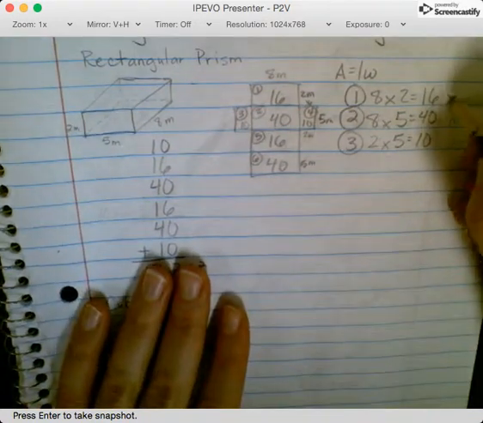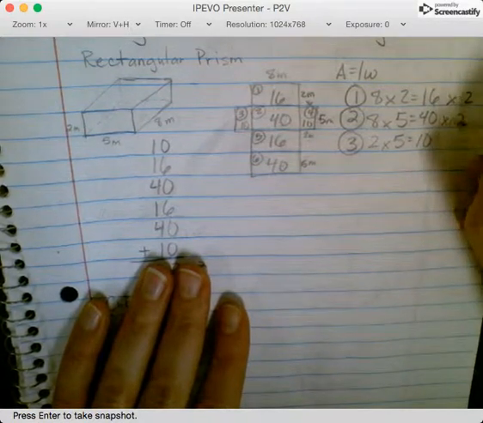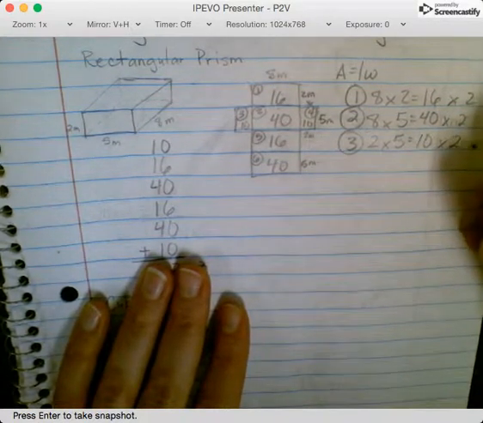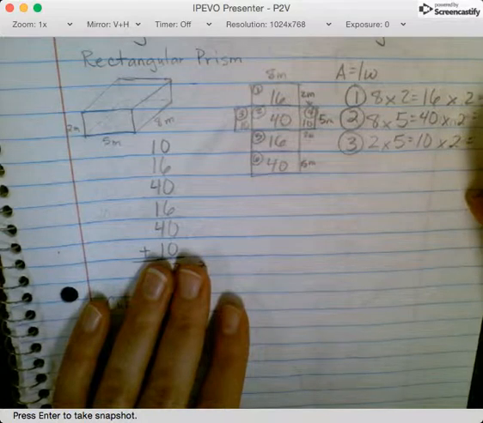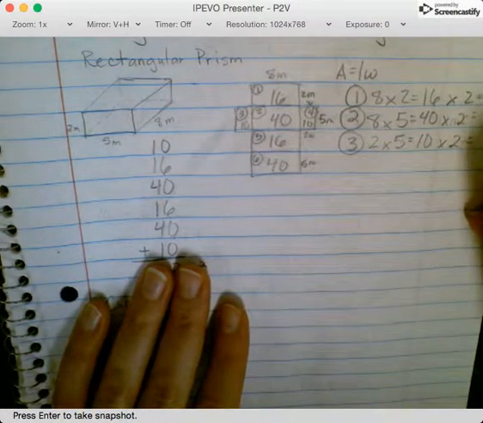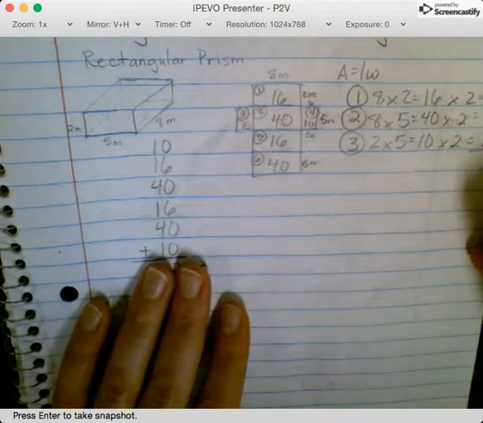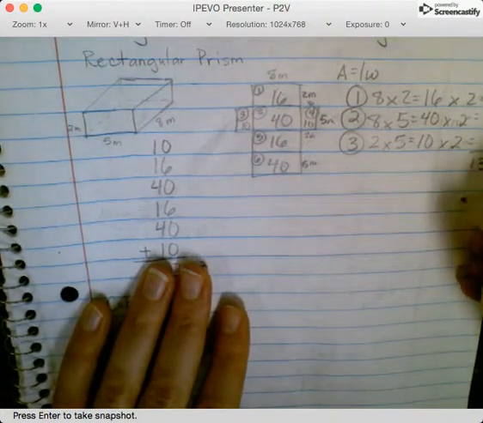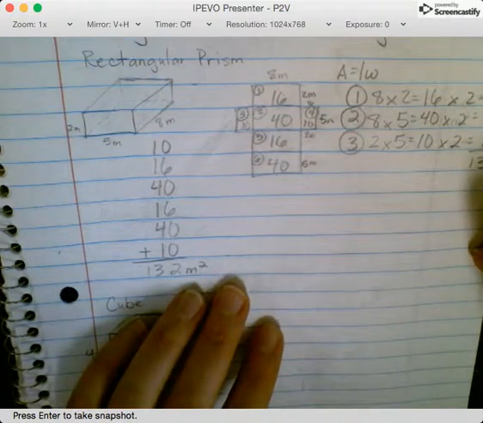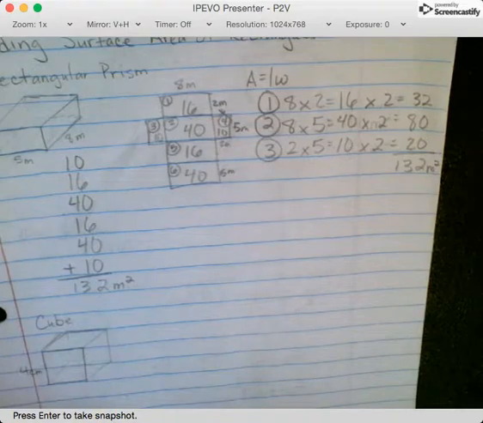If you notice, I have two 10s, two 16s, and two 40s. Another way I could have done that is I could have multiplied my 16 times 2, my 40 by 2, and my 10 by 2, and saved myself some time, and added those, and I still would have gotten 132. Okay, so either way I would have done that would work.